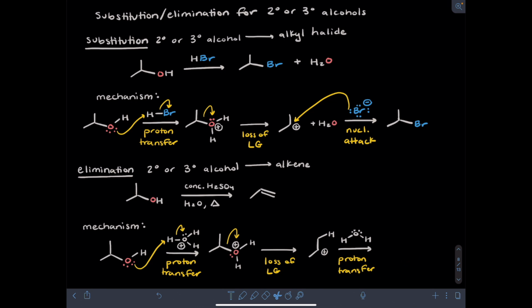To get to the final product, I need to do a proton transfer to deprotonate a position beta to the carbocation. I could use water as a base, break the carbon-hydrogen bond, and use those electrons to form the pi bond, and this step would generate the alkene product. So for a secondary or a tertiary alcohol, after the initial proton transfer to make the good leaving group, you have more of an E1 mechanism, with a loss of leaving group before a proton transfer to generate the alkene.